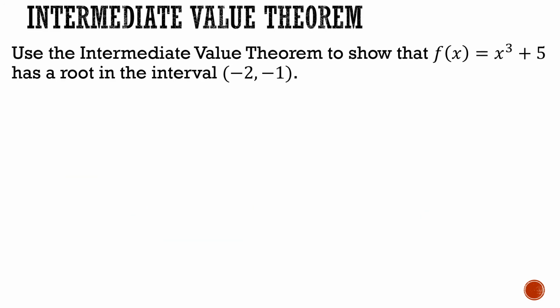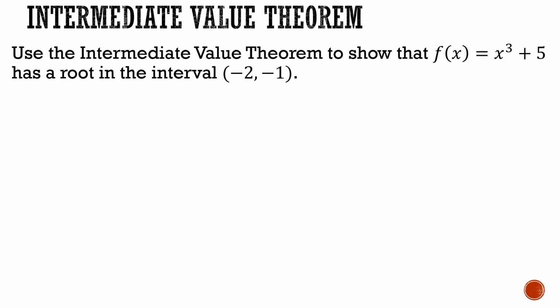All right, so the very last problem for today, they're asking us to use the intermediate value theorem to show that the function f of x equals x cubed plus 5 has a root in the interval -2, -1. Notice this time they didn't ask us to find the root, even though we could. They just wanted us to show that there must be a root.